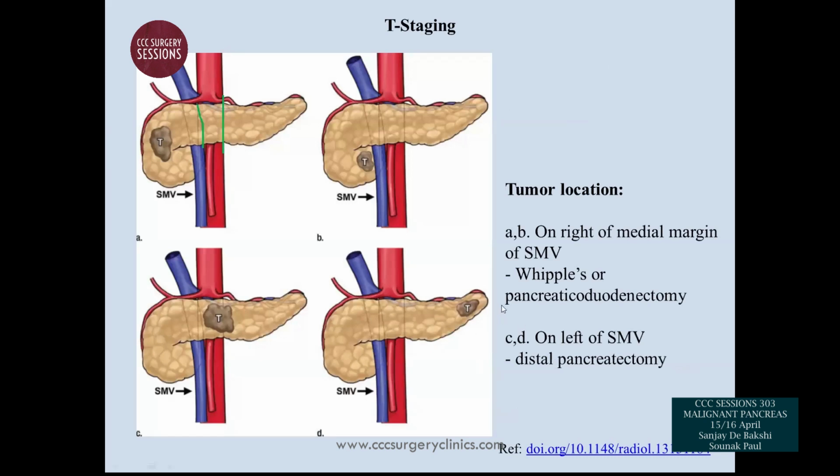Coming to the very basic diagram, I think sir has already demonstrated this in his talk. The medial border of the superior mesenteric vein or the extrahepatic portal vein forms a marker which differentiates the head and uncinate process of the pancreas from the body and tail of the pancreas. So anything on the right side of this green line needs a Whipple's, and on the left side of this line it needs a distal pancreatectomy.